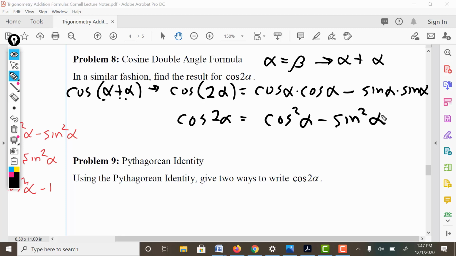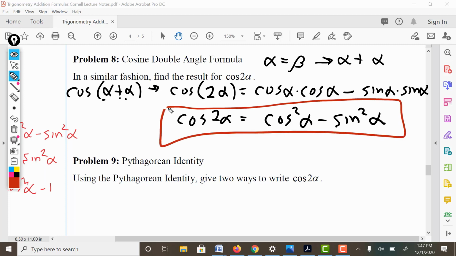Now your brain is doing some weird stuff right now. It's thinking, this looks vaguely familiar, but it looks a little off. Yeah, because it probably reminds you of the Pythagorean identity. However, the Pythagorean identity was a plus, not a minus. So as much as you want to think this is the Pythagorean identity, it's not. But this is the double angle formula for cosine.